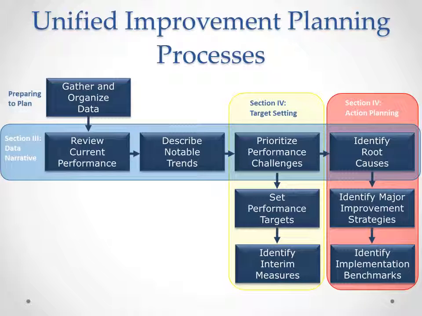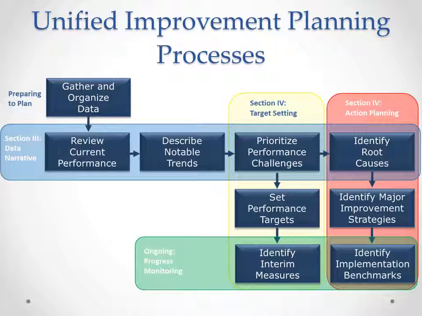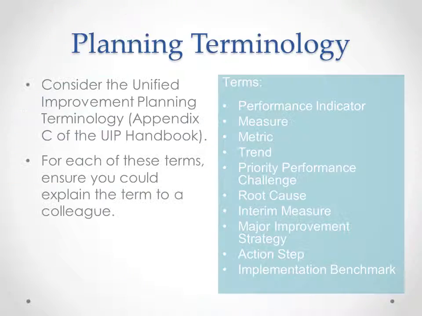The second part of Section 4 in the template is action planning. Action planning starts from the root causes that were identified in Section 3. Major improvement strategies should be identified for each root cause, with some major improvement strategies addressing more than one root cause. Major improvement strategies include action steps, timelines, key personnel, and resources. Then for each action step, implementation benchmarks must also be identified. Both the interim measures and implementation benchmarks provide the framework for ongoing progress monitoring.